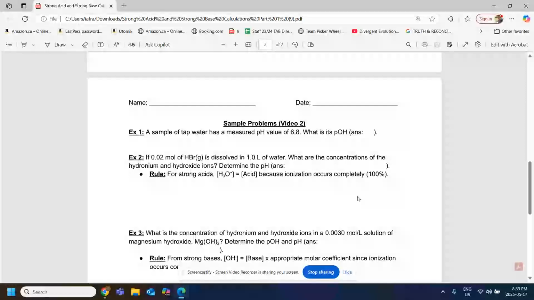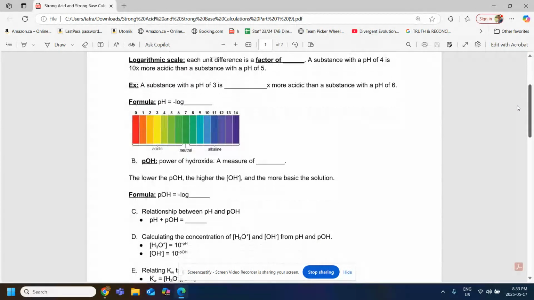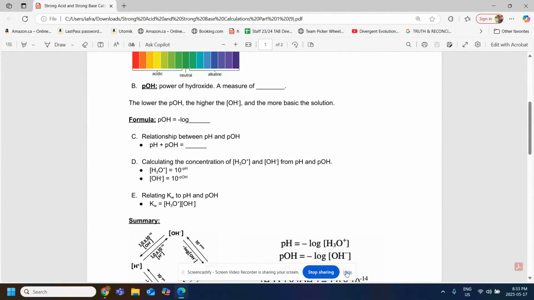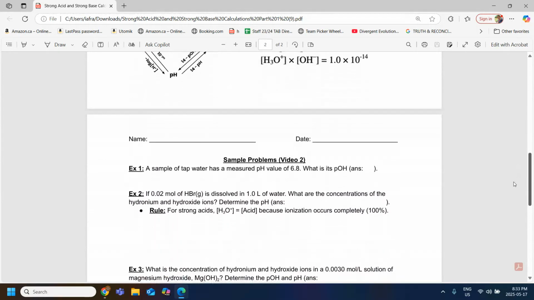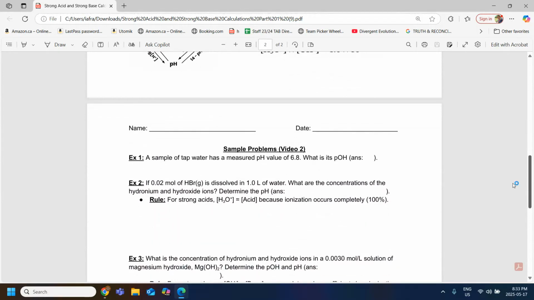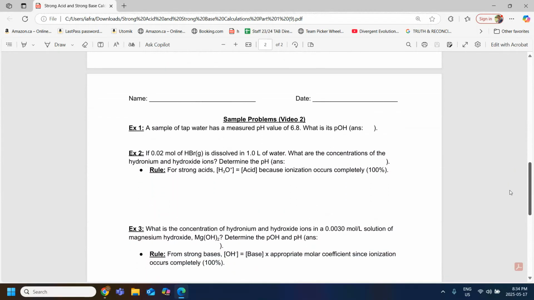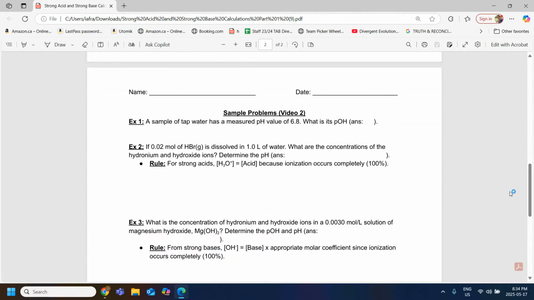In this video, we're going to be doing some sample problems related to strong acid and strong base calculations. There is a big difference between strong acid and strong base calculations versus weak acid, weak base calculations. In the previous video, we saw some important relationships between hydroxide, hydronium, and different formulas. And so we're just basically going to be applying those relationships to strong acids and strong bases. So let's start with the first example.